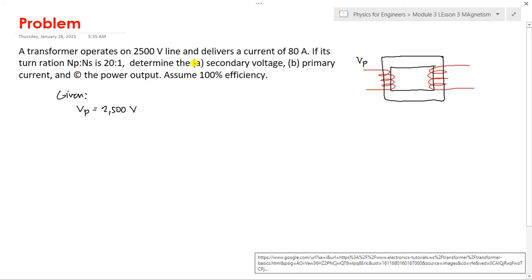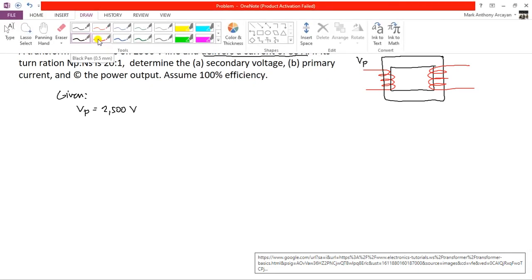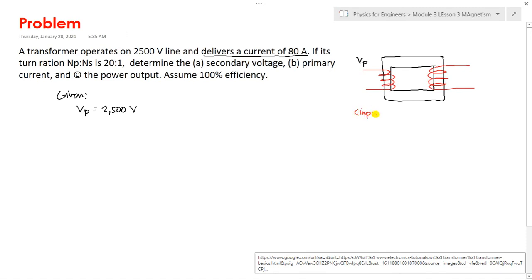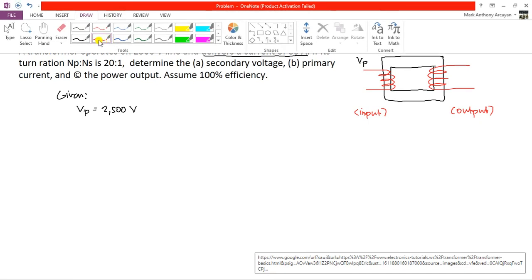And delivers a current of 80 amperes. Now, asa man ning pasabot aning delivers a current, class? Is it from the primary or secondary? Nag-deliver daw ang transformer og 80 amps. Is it at the primary or at the secondary? Okay, secondary na, since ang input sa transformer ay nasa primary. So remember, this is the input of the transformer at the primary and this is the output of the transformer at the secondary.